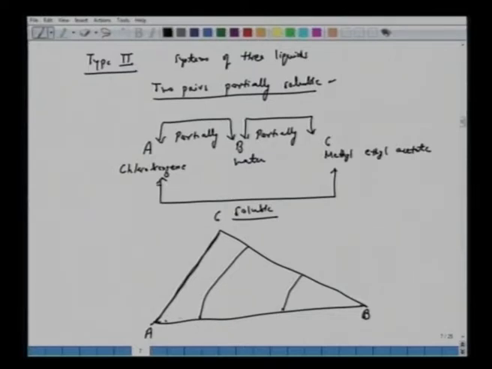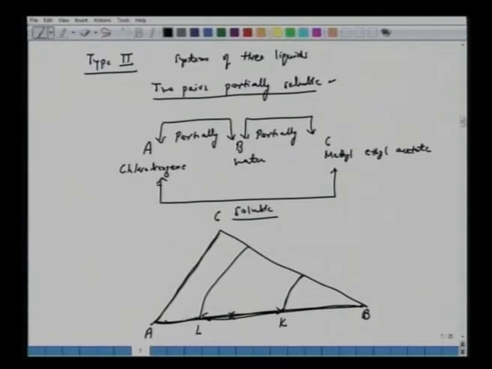Okay, let's again try to understand what we are saying here. There is a region over which A and B are partially soluble. So any mixture between this and this line here, if we mark it L and say K, you allow it to settle, it will separate.